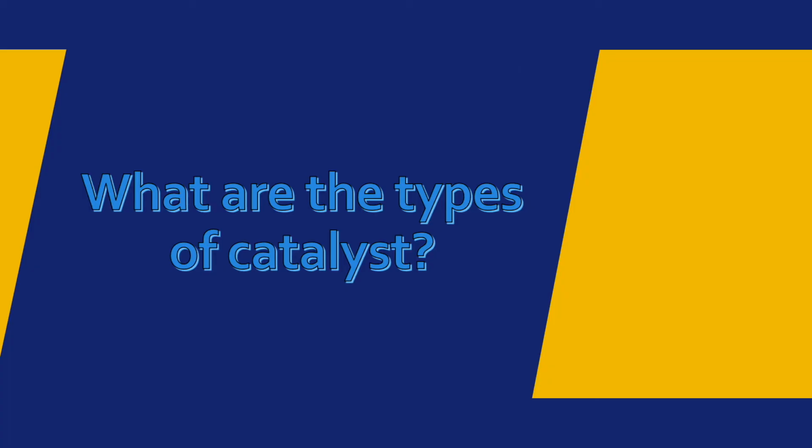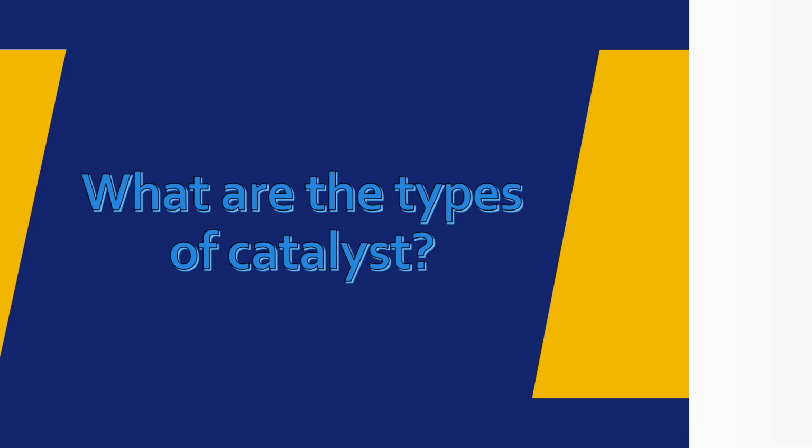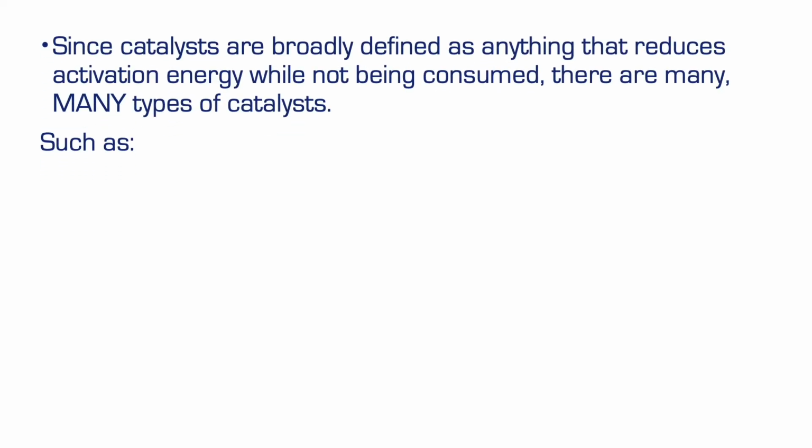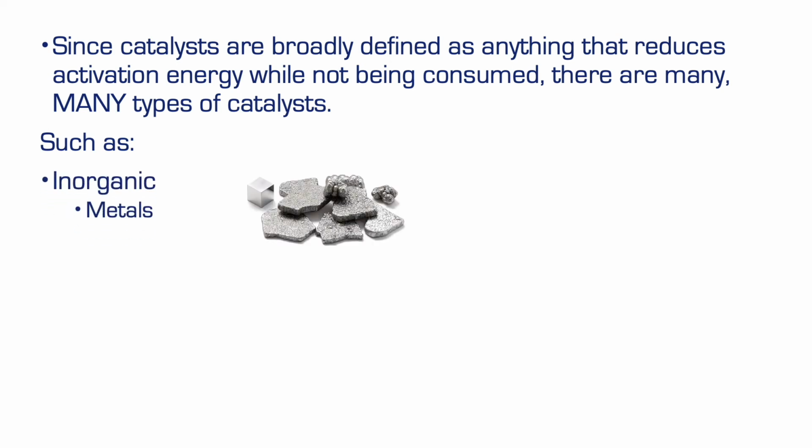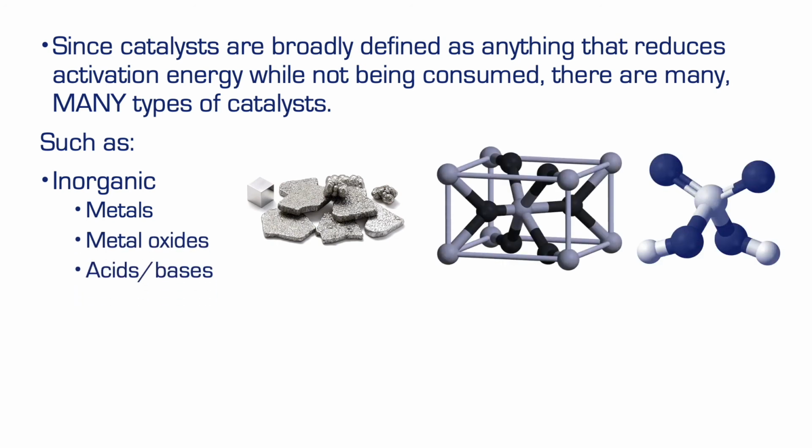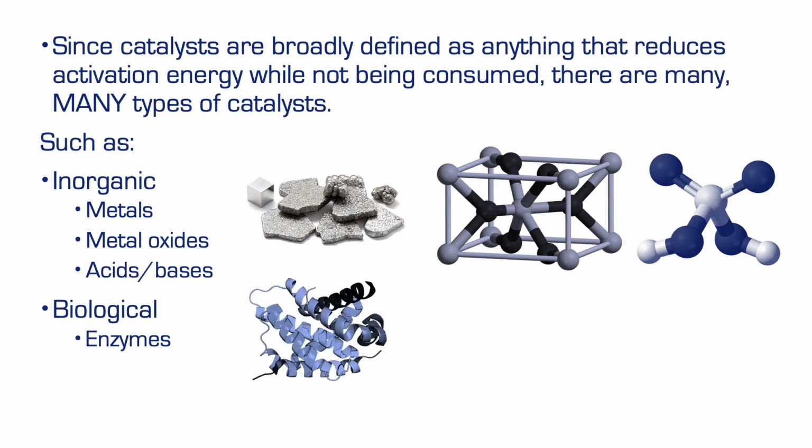So what are the types of catalysts? Since catalysts are broadly defined as anything that reduces activation energy while not being consumed, there are many types of catalysts. These include some inorganic ones, like metals, metal oxides, and acids and bases. We also have biological catalysts, which include enzymes.